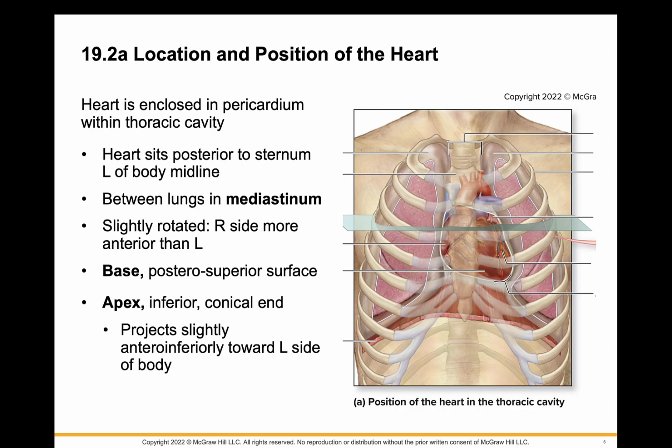Now, when we look at how the heart is positioned in the thoracic cavity, it's going to be in a sac called the pericardium. And there's also going to be a subdivision called the mediastinum, which is between the lungs, and that is where the heart is actually sitting. One thing to remember here, the heart is actually tilted a little bit with the inferior portion going to the left side of the body.